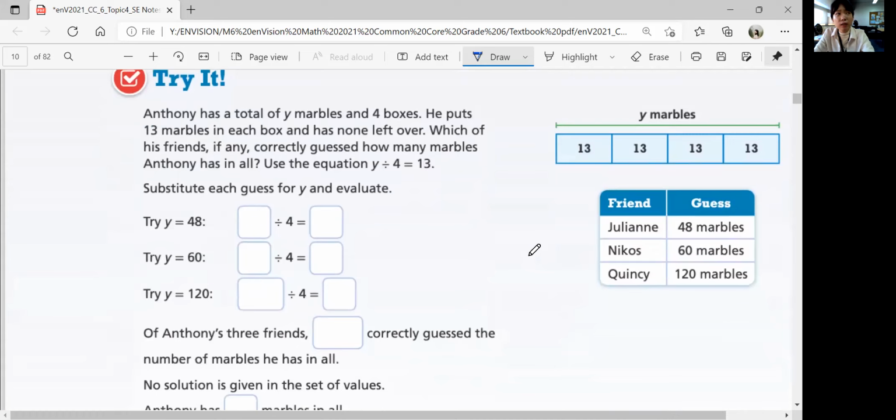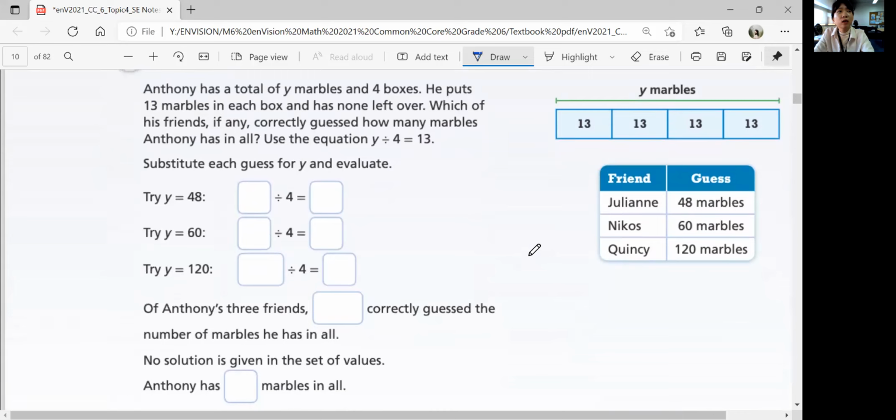Let's look at this try question. Anthony has a total of y marbles in 4 boxes. He puts 13 marbles in each box and has none left over. Which of his friends, if any, correctly guessed how many marbles Anthony has in all? Use the equation y divided by 4 is 13. Substitute each guess for y and evaluate. Did any of the friends get it right? We got the total number of marbles, and 13 marbles for each box, right?